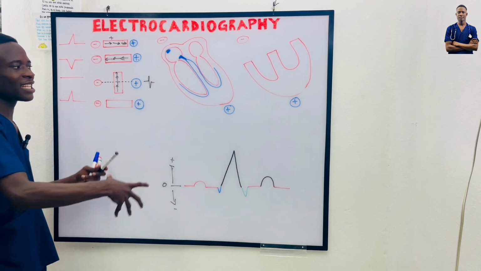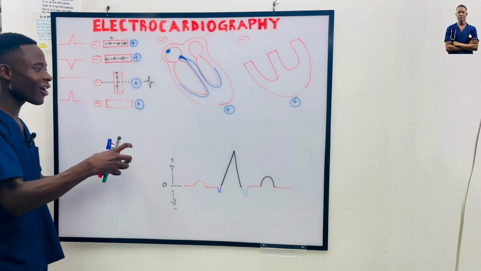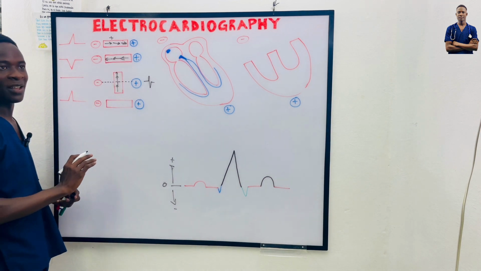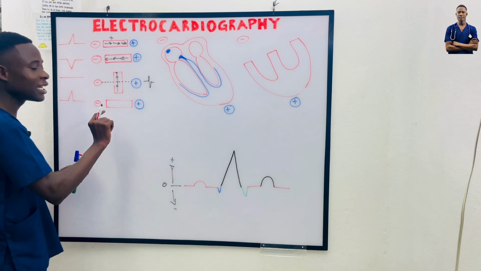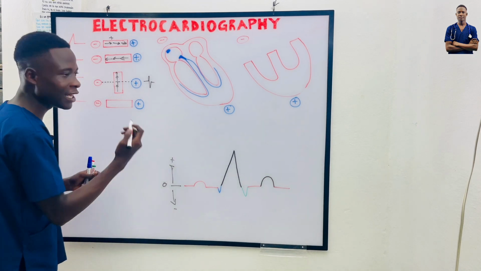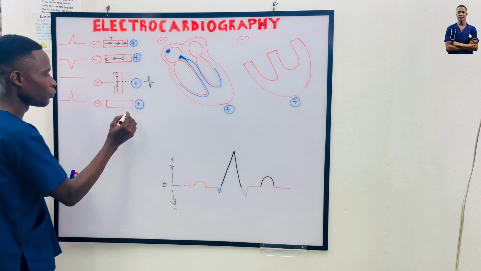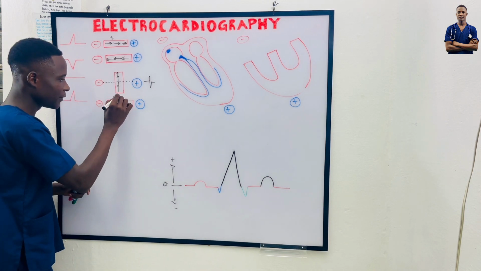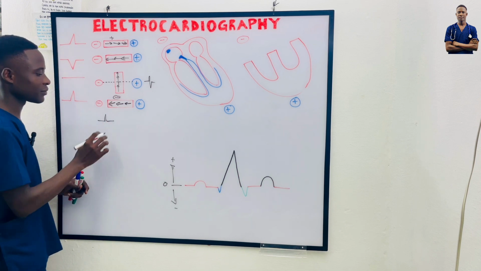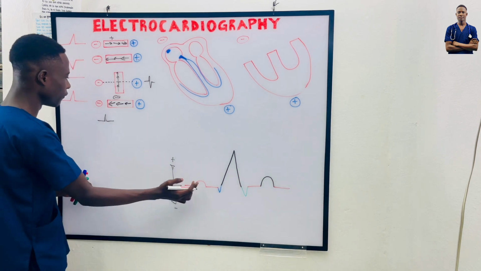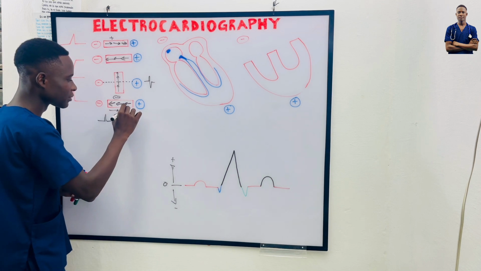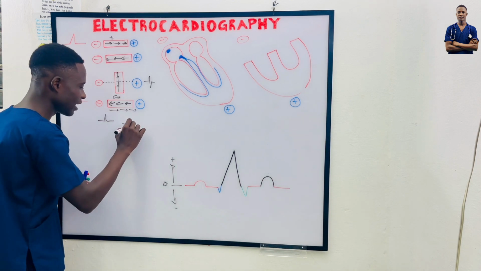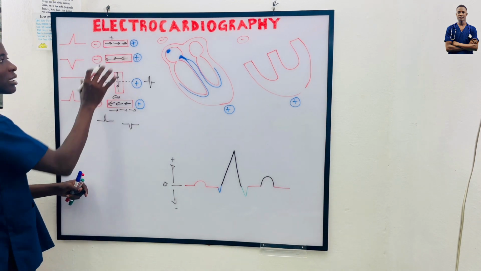So as we get negative ions inside the cell, repolarizing the cell, the vector becomes what? A negative vector. It's not positive again. The positive is for depolarization. The negative is for repolarization. When a negative vector moves towards a negative electrode, we get what? A positive reading, which is a positive wave. And when it is moving towards a positive electrode, we get what? A negative reading. So it's actually the opposite of what I just said.